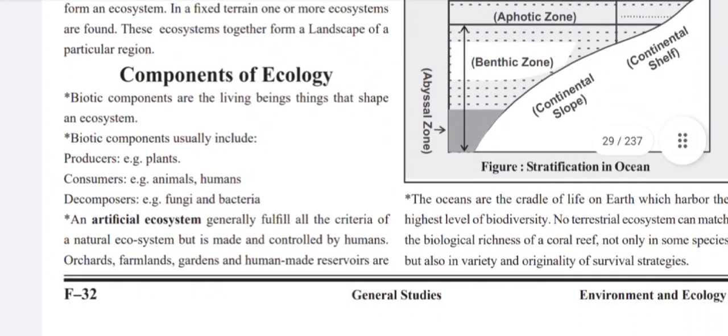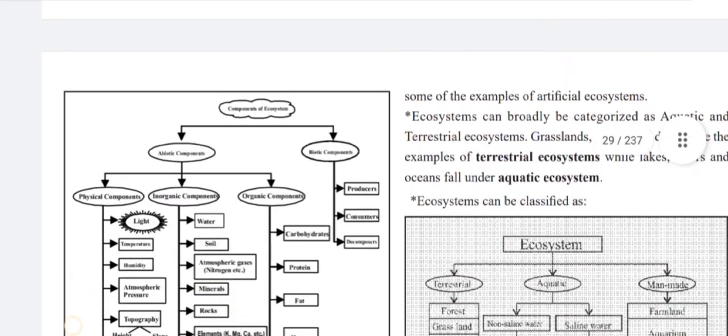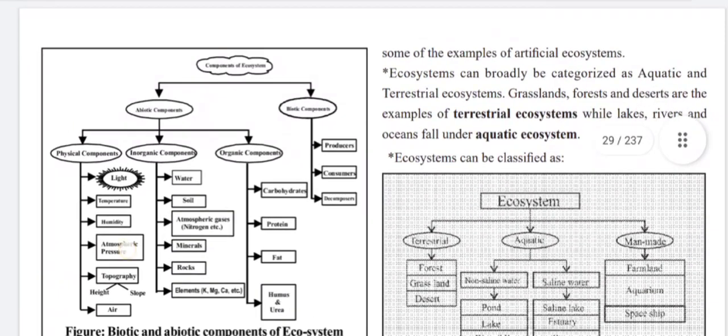Components of ecology. Biotic components are the living beings that shape an ecosystem. Biotic components usually include producers, for example plants, consumers, for example animals and humans, and decomposers like fungi and bacteria. An artificial ecosystem generally fulfills all the criteria of a natural ecosystem but is made and controlled by humans. Orchards, farmlands, gardens and human-made reservoirs are some examples of artificial ecosystems.